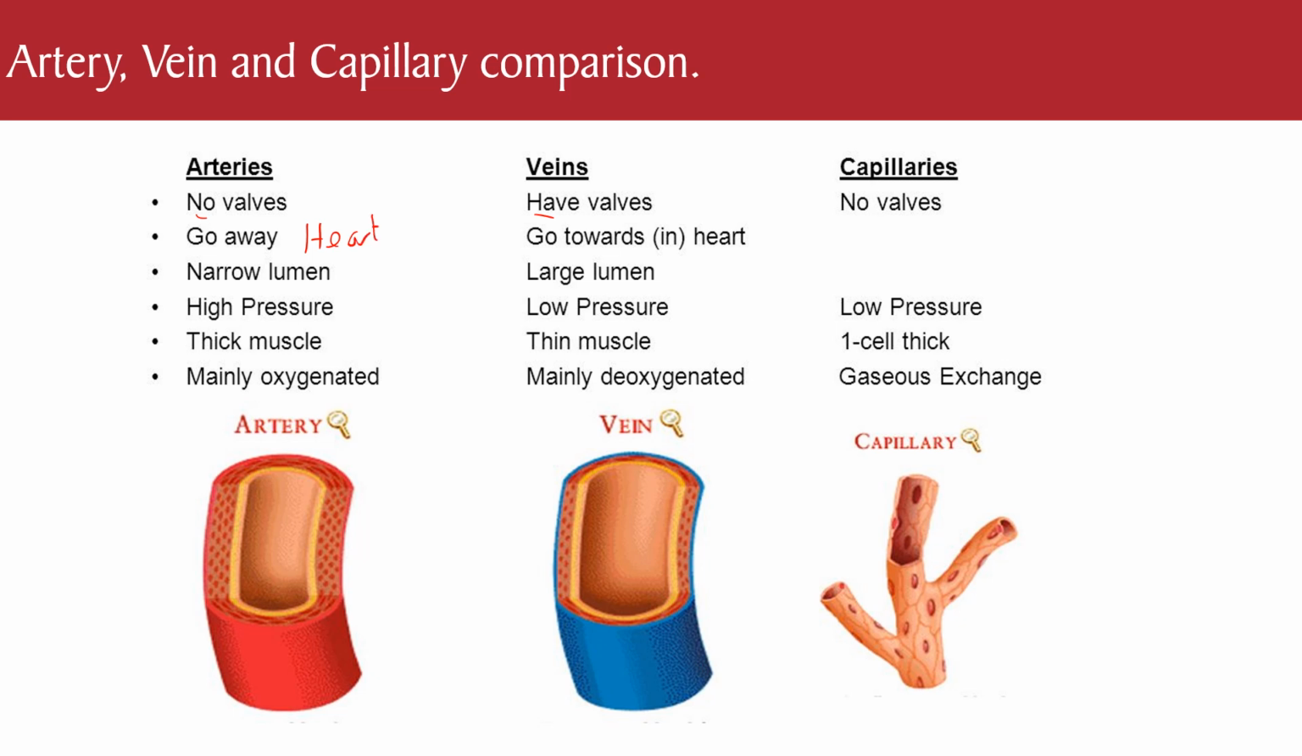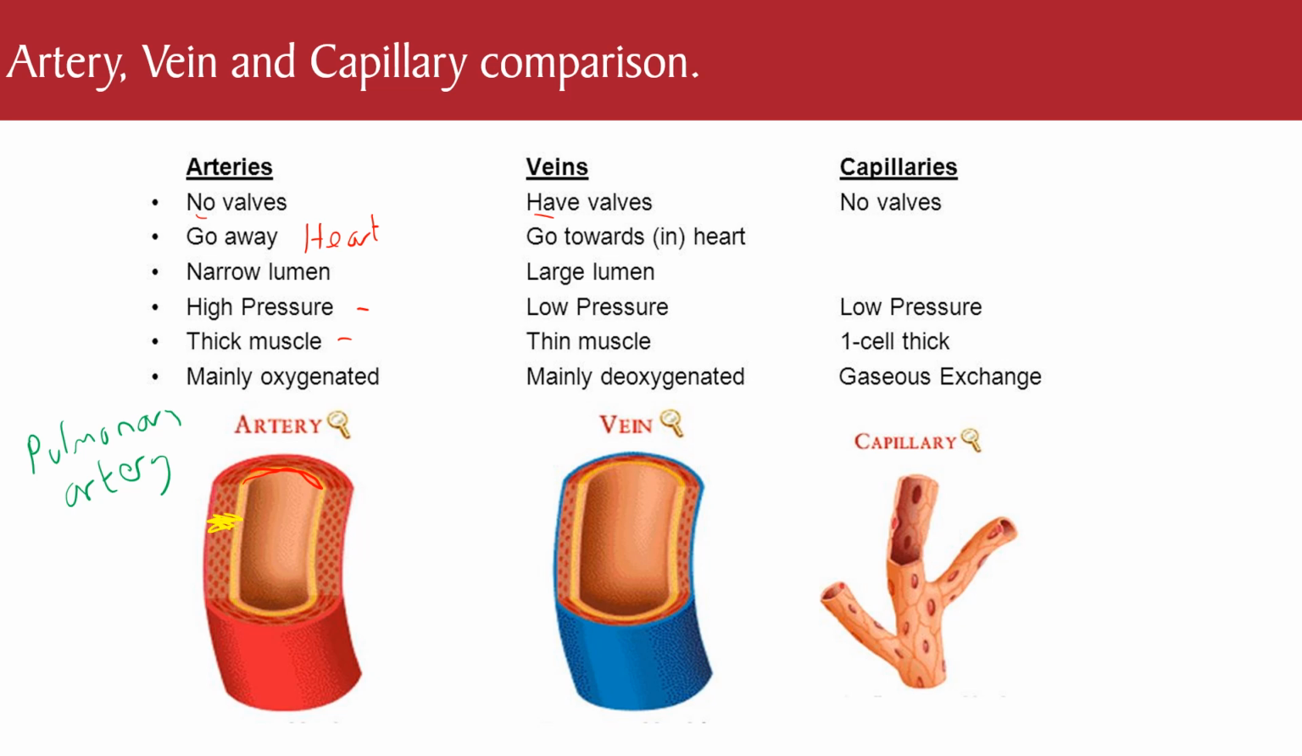It has a narrow lumen, which is the actual hole in the middle. It's under high pressure because it's straight from the heart. It's got thick muscular walls. Okay, you can see thick muscular walls here. And it's mainly oxygenated. Okay, so if you remember, the only deoxygenated one is the pulmonary artery, because that is the one that goes from the heart to the lungs.